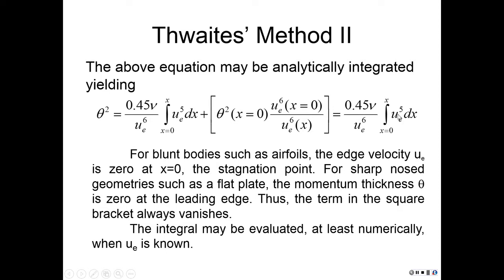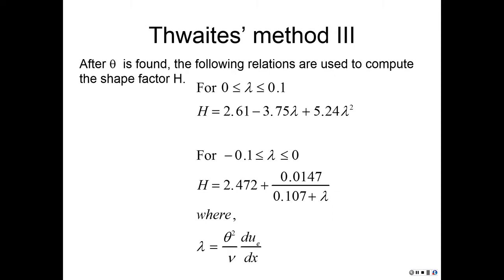You can raise it to the power 5, then integrate along the surface, starting from the nose of the aerofoil at the stagnation point all the way to a current x location. Then you get the square of what we call the momentum thickness. Once the momentum thickness is found, you could find an empirical quantity called shape factor. We will describe these quantities in a separate slide later on. So you could solve for the shape factor.